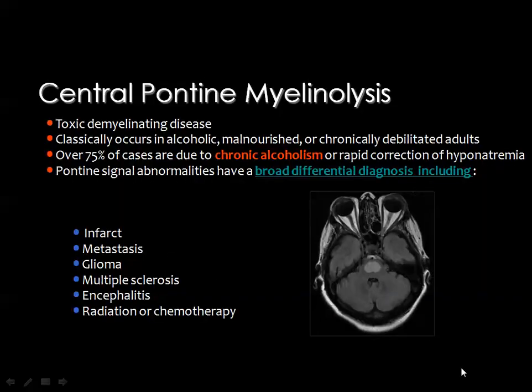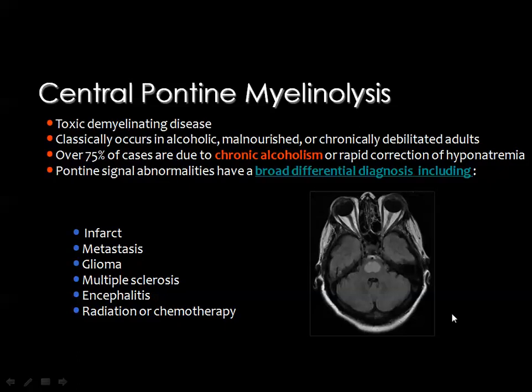Of course, this lesion has to be differentiated from a lot of lesions, including pontine infarction, metastasis in the pons, glioma, multiple sclerosis, encephalitis, radiation, or chemotherapy effect. But we should remember that this lesion is very commonly seen in chronic alcoholics and those patients who are subjected to rapid correction of hyponatremia.